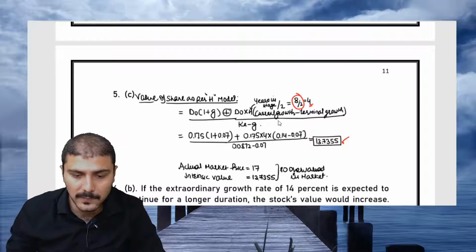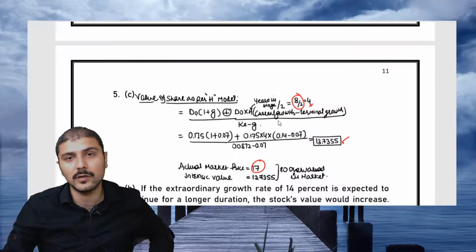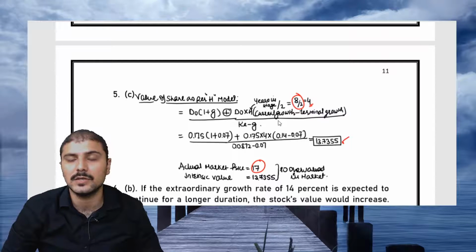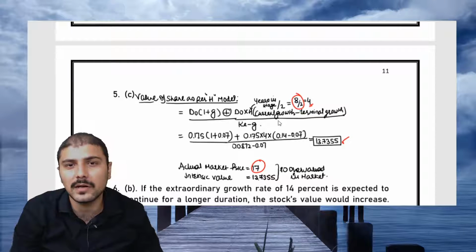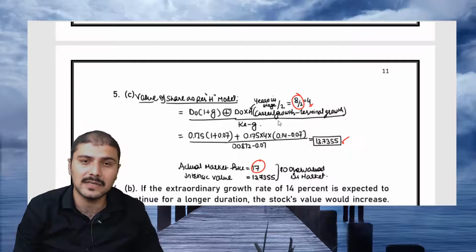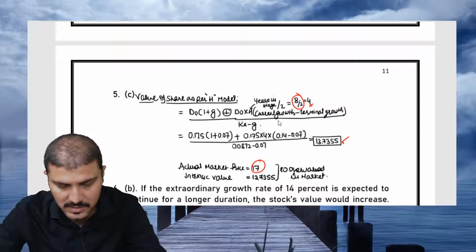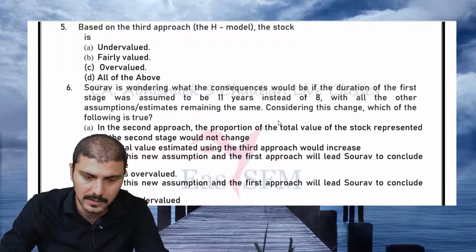The actual market price in the market is 17 rupees. According to you, the worth of the share is 13 rupees. Actually, if you want to purchase it, then you have to spend 17 rupees. So whether the share is overvalued in the market or undervalued in the market? The answer is overvalued in the market. So this share is overvalued in the market. So the answer for this question will be overvalued, C.